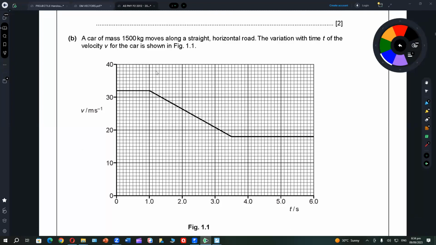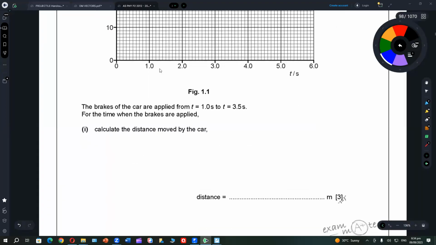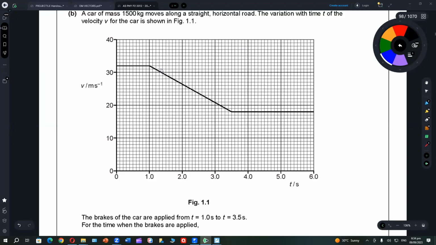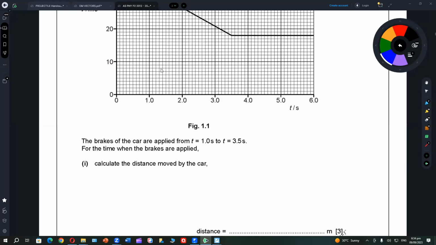A car of mass 1500 kg moves along a straight horizontal road. The variation with time of the velocity for the car is shown. He has shown us a graph. This time it's a velocity time graph. The brakes of the car are applied from 1 to 3.5 seconds. For the time when the brakes are applied, calculate the distance moved by the car.